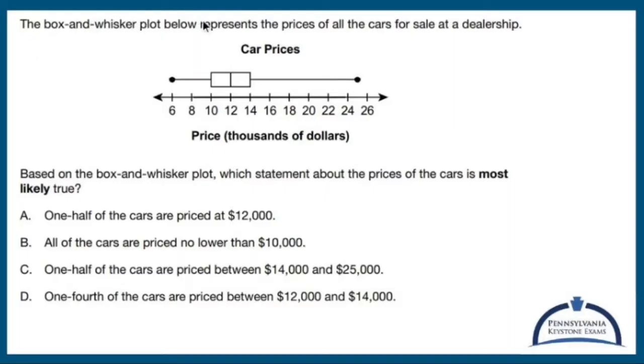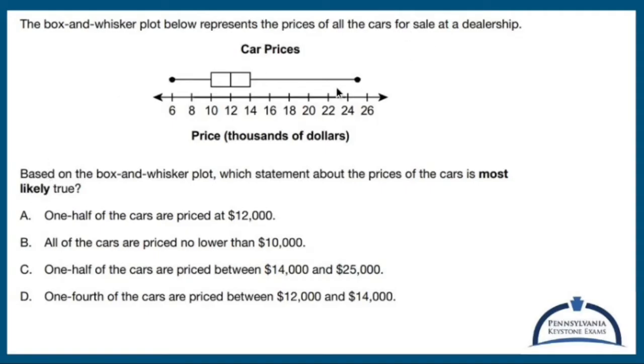The box and whisker plot below represents the prices of all the cars for sale at a dealership. All right, so price in thousands of dollars. So basically you have all these cars. One car costs $6,000, another car costs $25,000, and a bunch of cars in between. And the median car, which means if you were to list all the cars up in a row, least expensive to most expensive, the one right in the middle is going to be $12,000. Many of the cars live in between 10 to 14,000. In fact, 50% of them do. Stuff like that.